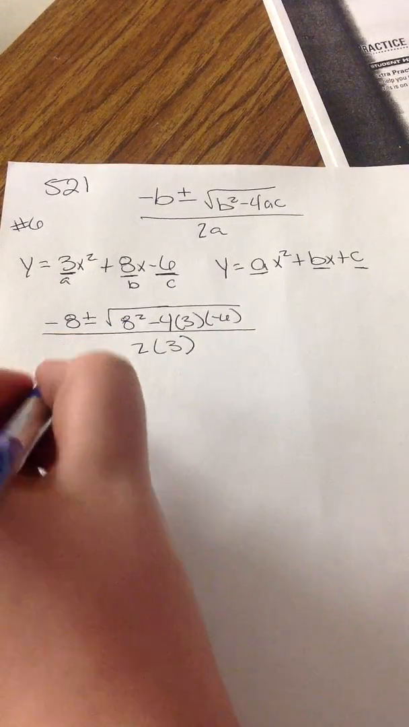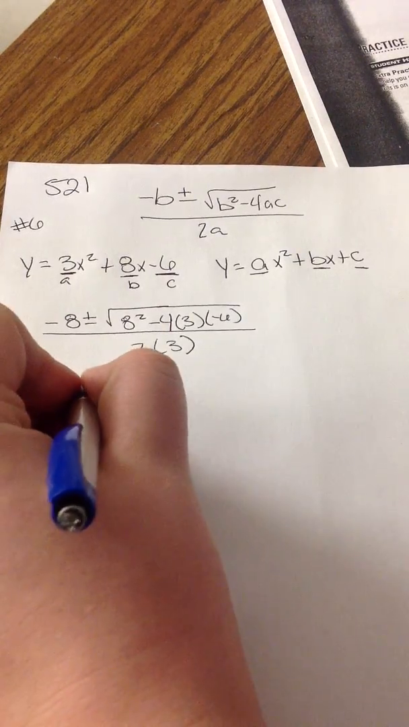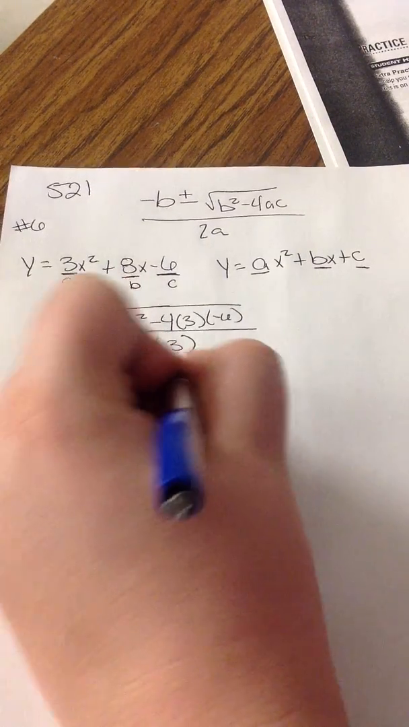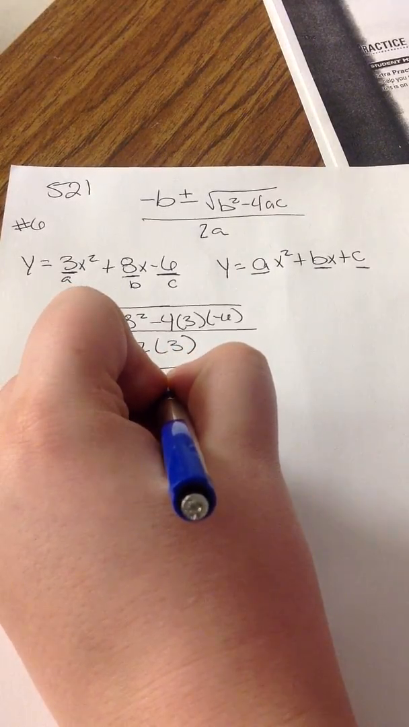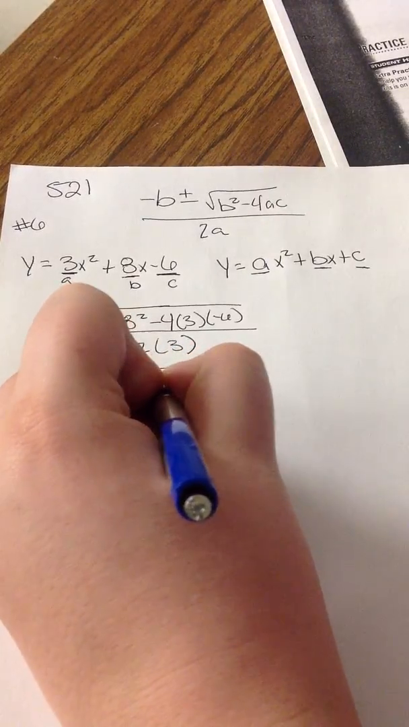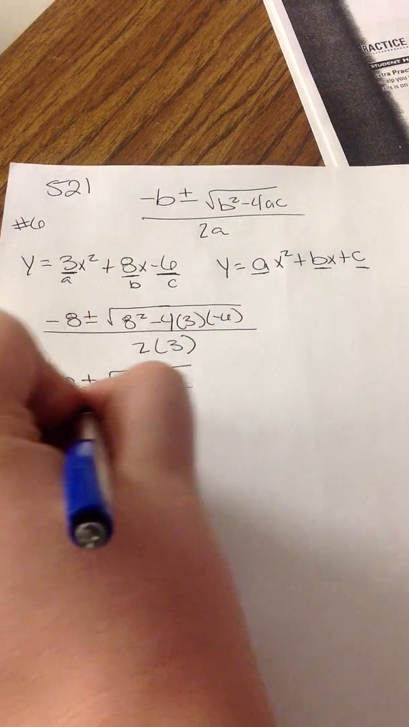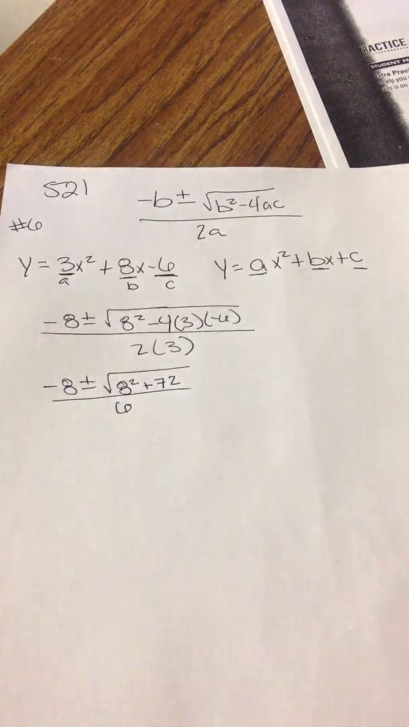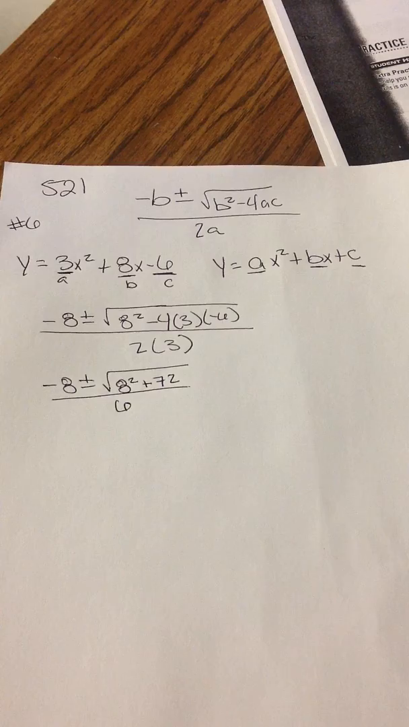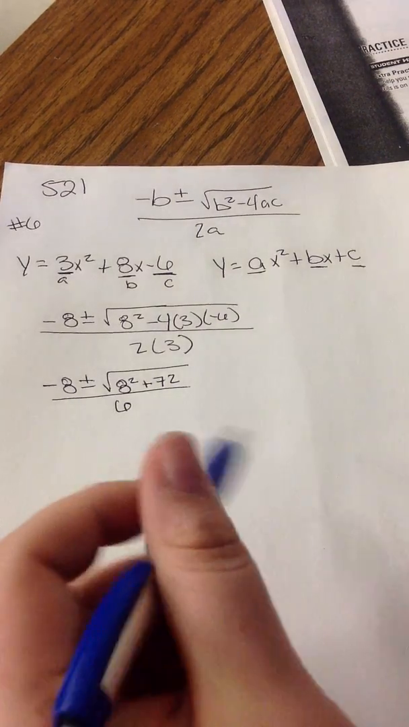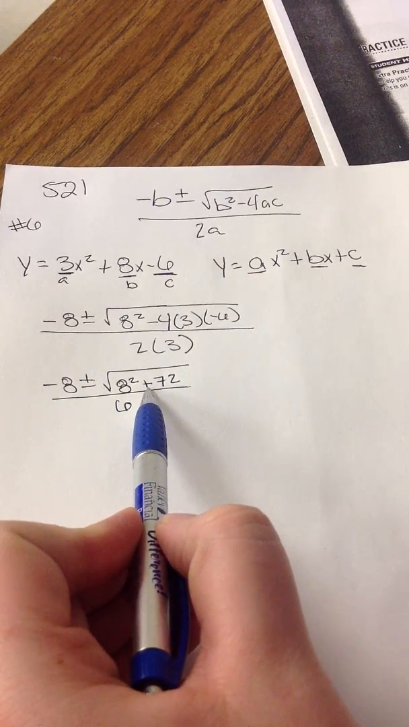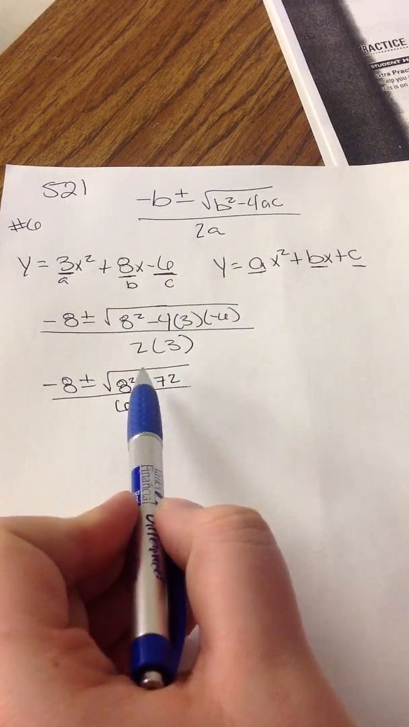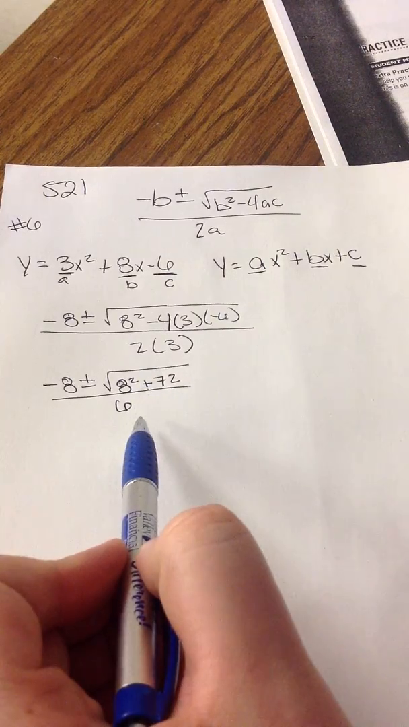So if I want to rewrite this, I can say negative 8 plus or minus the square root of 8 squared minus 70, or I guess it's plus 72 now since that 72 is positive, over 6. So all we did is start to clean it up a little bit. Negative 4 times 3 was negative 12. And then negative 12 times negative 6 was positive 72, which is why that's addition there. And then we multiplied 2 by 3 and got 6.